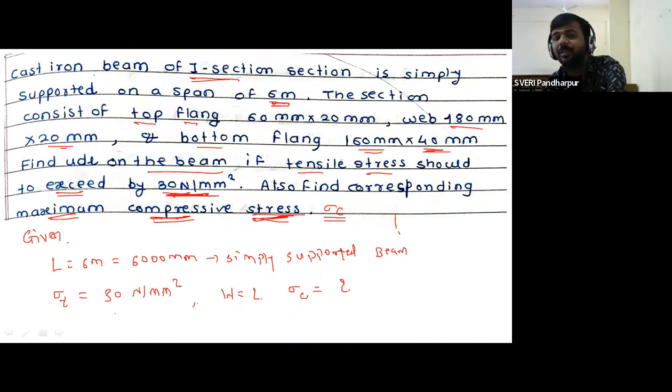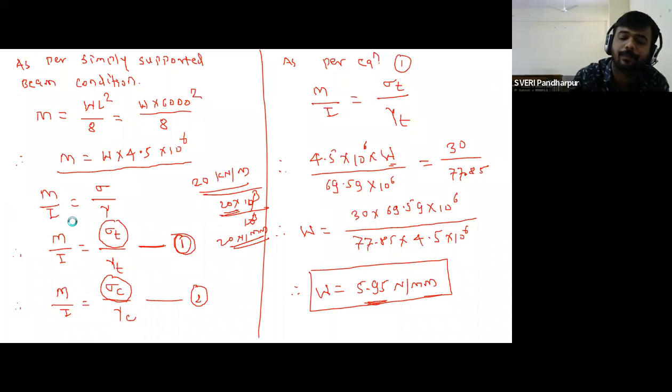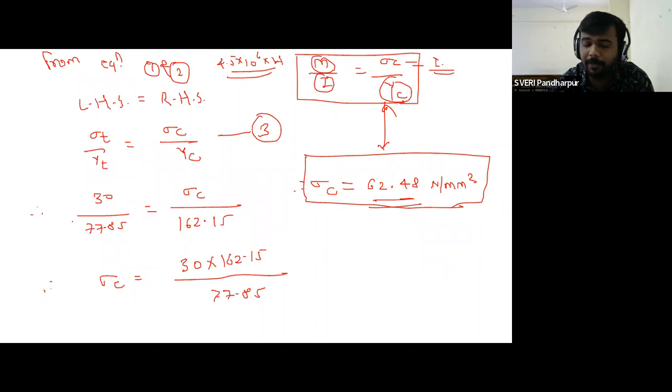So if you compare sigma t and sigma c, which will be the maximum value? If we are comparing the value of sigma t and sigma c, which will be the maximum value? Sigma c is the maximum. Therefore, they have mentioned in the statement, find the corresponding maximum compressive stress.